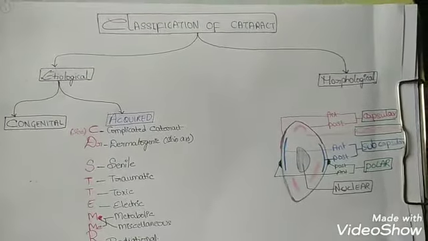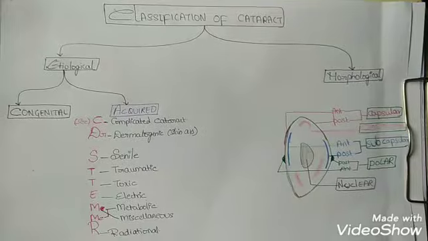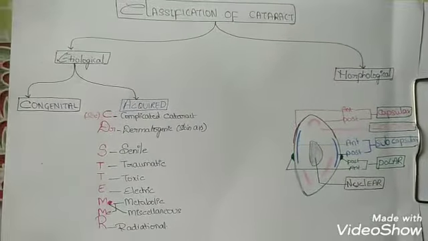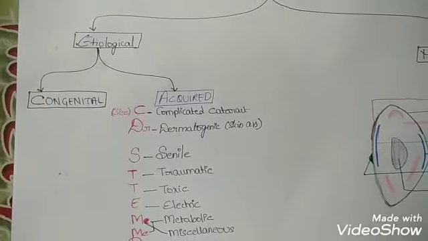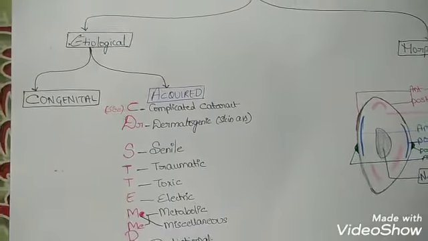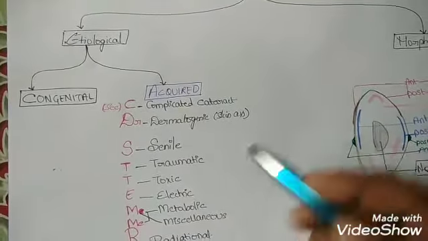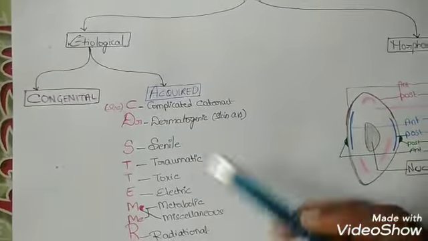Classification of cataract. Broadly, the classification is based on one is etiology and the other one is the morphology. When we come to see the etiological classification, it has two types, that is congenital cataract and acquired cataract. In acquired cataract, we're gonna see many different subtypes in it.